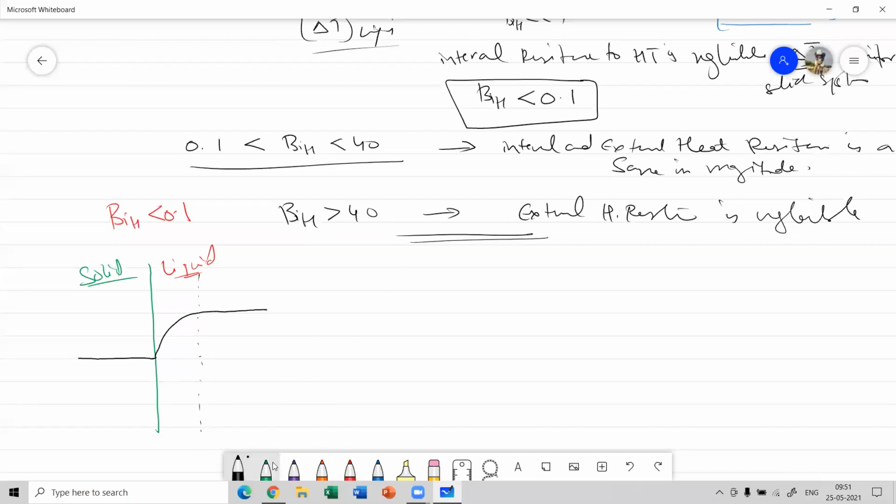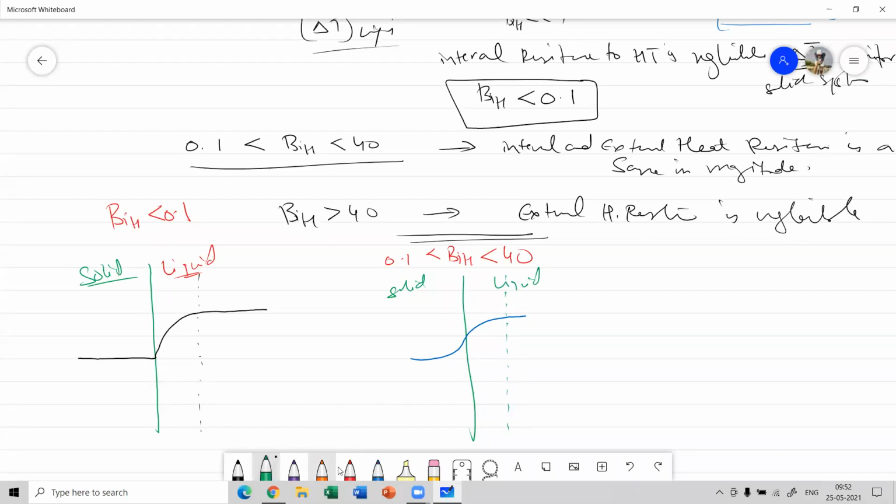Second is if the Biot number is between 0.1 to 40, and we have a solid state and again a liquid state, and let's say this is the film which is being formed on the solid surface. Then the internal and external resistances are of the same magnitude, so we can say that this is the temperature variation in such a case where Biot number is between 0.1 to 40.